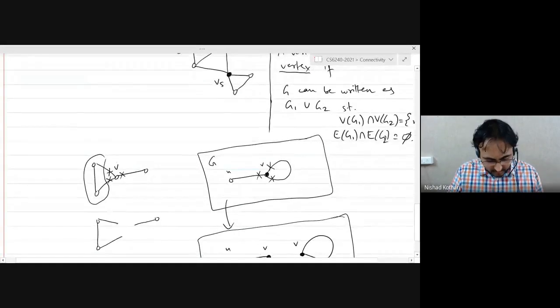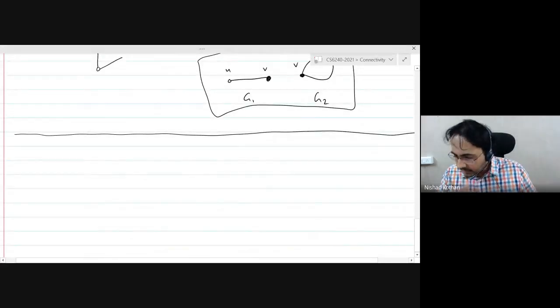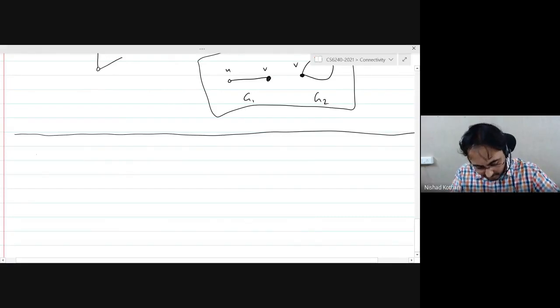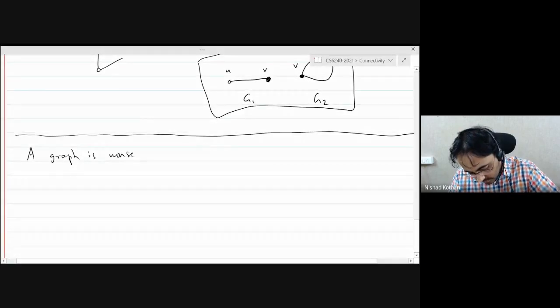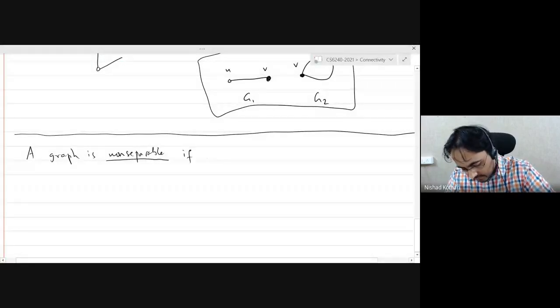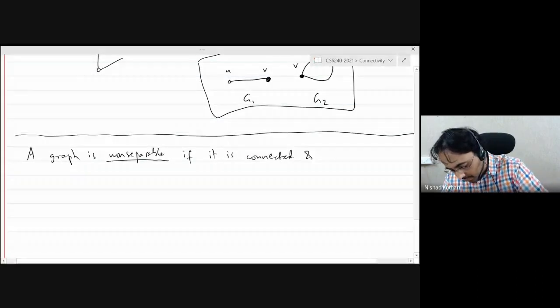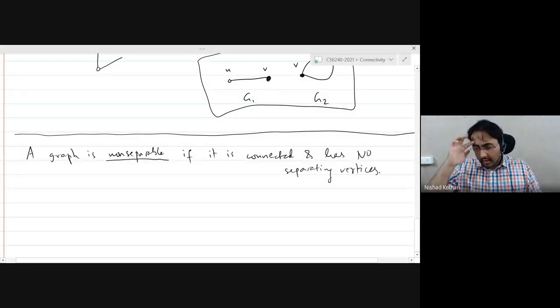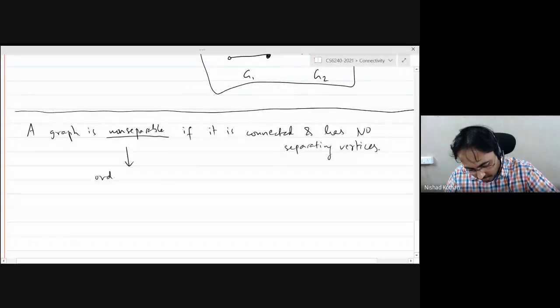All right, so in that case, let us move on. Now we are going to define a non-separable graph. A graph is non-separable if it is connected and has no separating vertices. Good. So let's just write down all the non-separable graphs of order 1 and 2 because they are very simple.